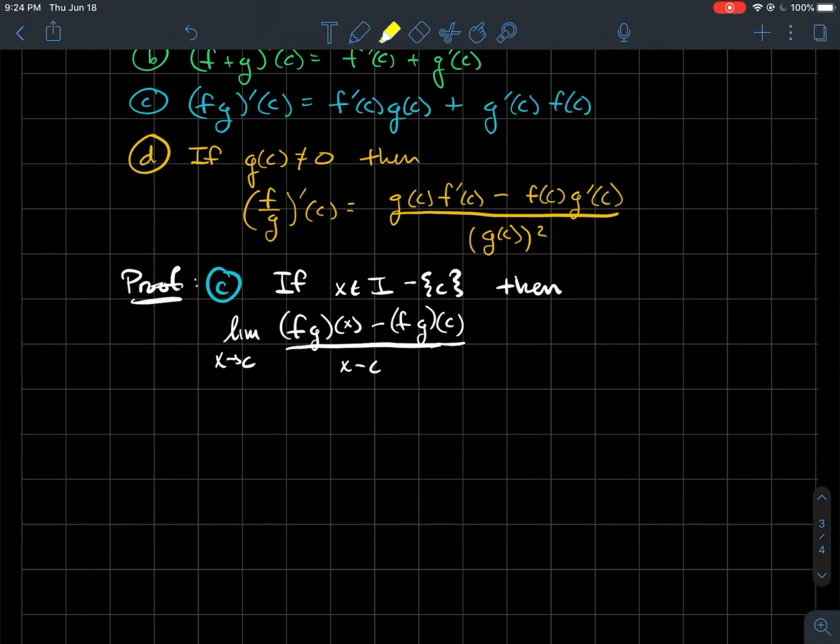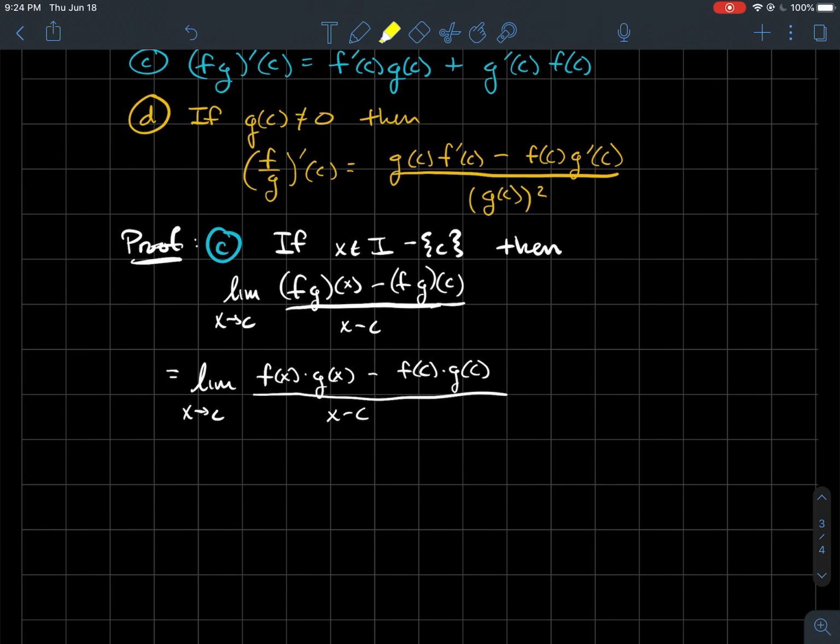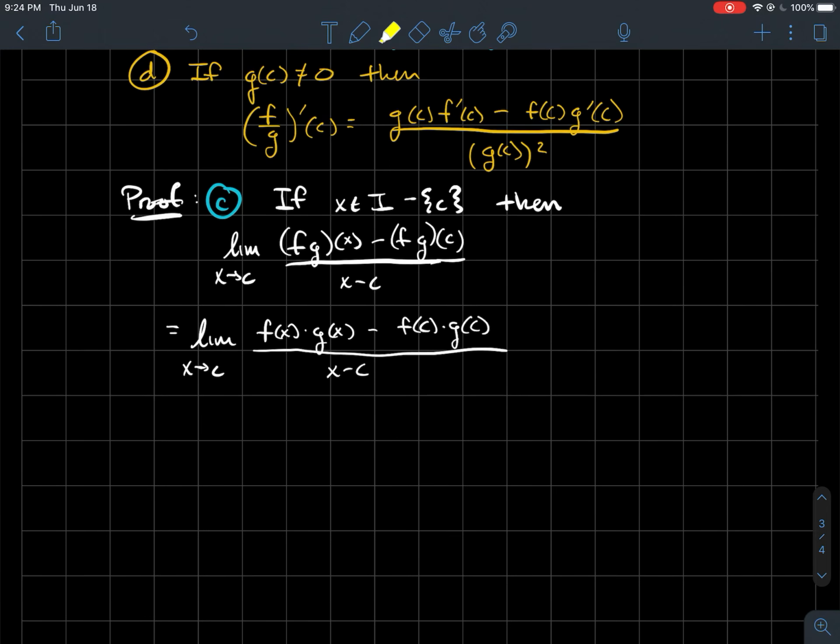What are we going to do? The first thing we're going to do is, I know what the product of two functions is. That should just be the same thing as f times g in each case. And now is where the trick comes in. I want to split this up somehow. And the way I'm going to do it is I'm going to very sneakily add and subtract the same thing. I'm going to add 0 in a sneaky way.